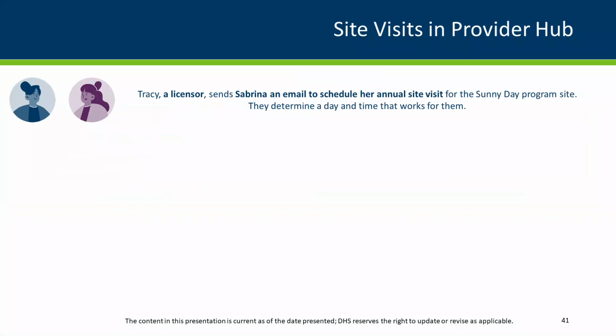Once again, we'll walk through an example with Sabrina. Tracy, a licensor, sends Sabrina an email to schedule her annual site visit for the Sunny Day program. They determine a day and time that works for them.